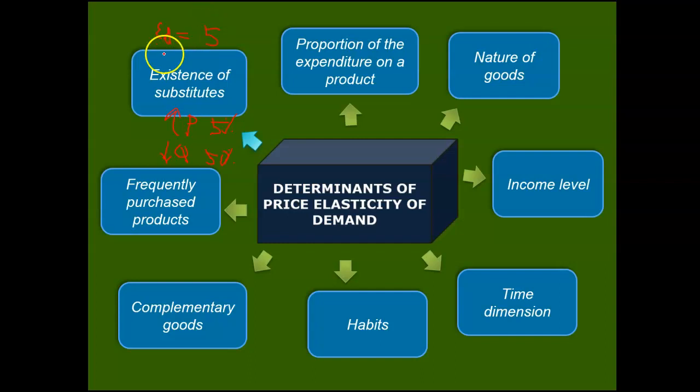So 5 means that greater than 1. Kan? Greater than 1 maksudnya elastic. So lagi banyak barang substitute in the market, lagilah sensitif. Okay, lagilah become elastic demand.